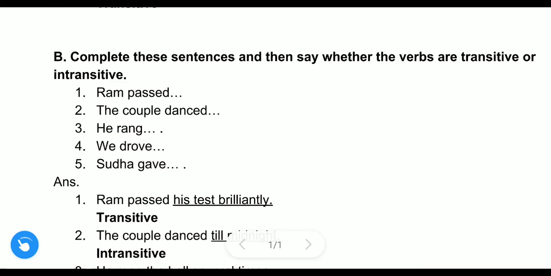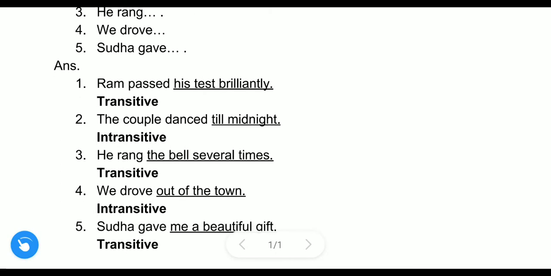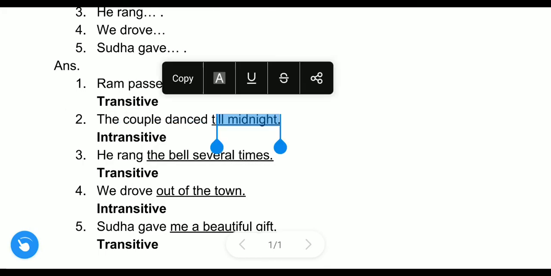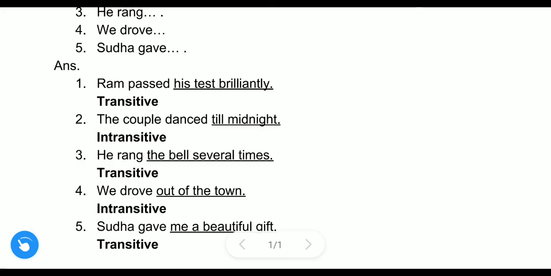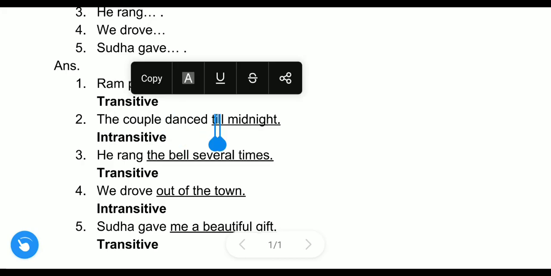Okay, so like that. See here, I have taken another example. The couple danced till midnight. Okay, the couple danced till midnight. Okay, जो couple है उन्होंने midnight तक डांस किया. That is the meaning of this sentence. The couple danced till midnight. Okay, so in this sentence danced is the verb which is the action word.